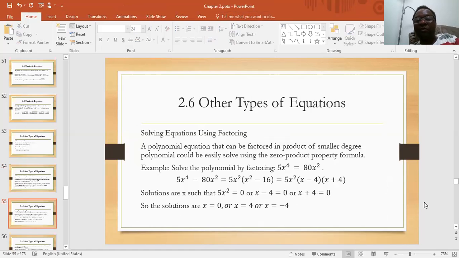Sometimes an equation might look a little bit like it has a higher power, and you want to factor it. So just rewrite your equation like we can do here: 5x^4 equals 80x^2. Observe very well and put everything on one side: 5x^4 minus 80x^2 equals 0. We can factor 5x^2 to get x^2 minus 16, and then solve using the zero product property, which gives 5x^2 equals 0, x minus 4 equals 0, or x plus 4 equals 0. We have 3 solutions here: 0, 4, and minus 4.